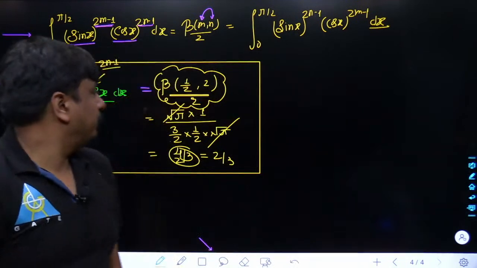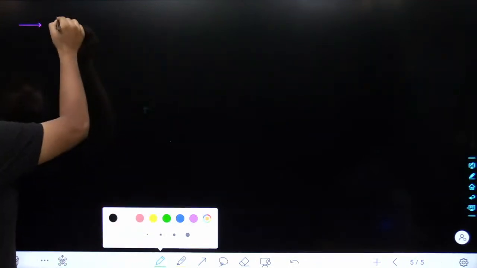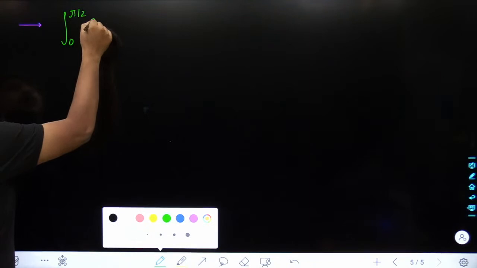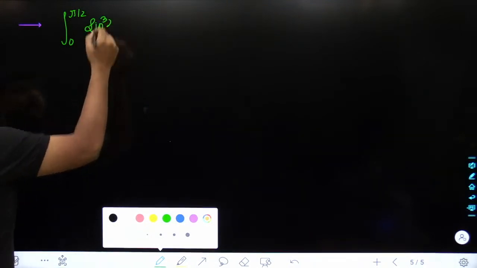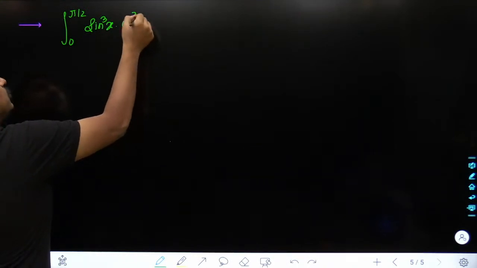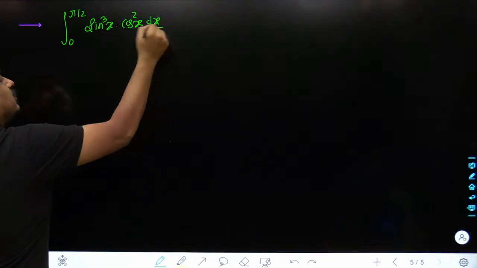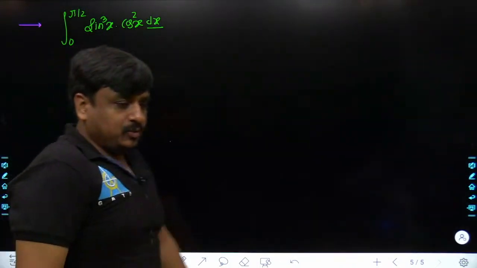So I want over the live chat. Let me take the next question. So here goes the next question. And the structure of the problem has been rephrased. Let's take it as sine to the power of 3x, and here goes the cos to the power of 2x, and again the integration has been done over the x domain.